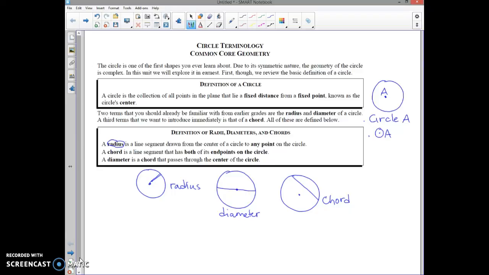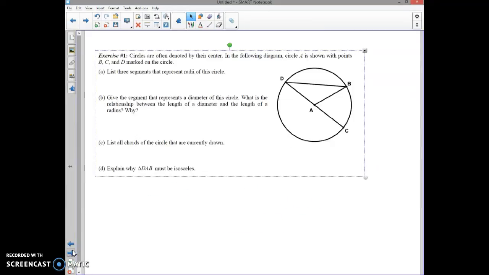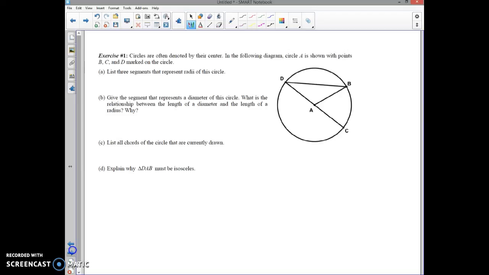A reminder that the radius is half the diameter, and a reminder that the diameter is twice the radius, just so that we can remember that. Exercise 1 talks about a specific circle. It says circles are often denoted by their center. In this case, it's center A. In the following diagram, circle A is shown with points B, C, D marked on the circle.